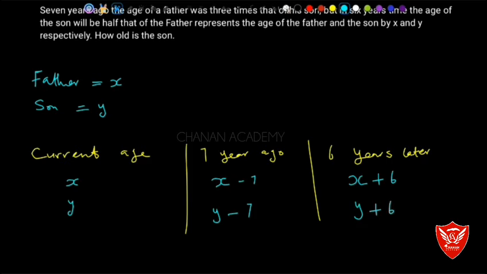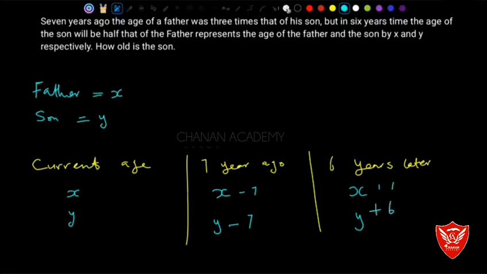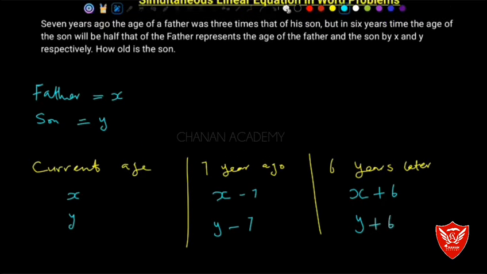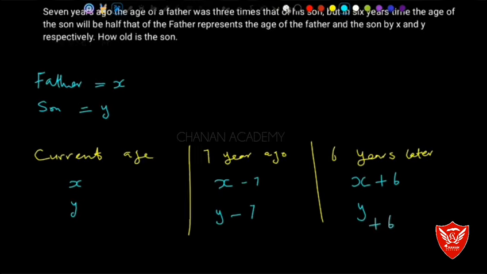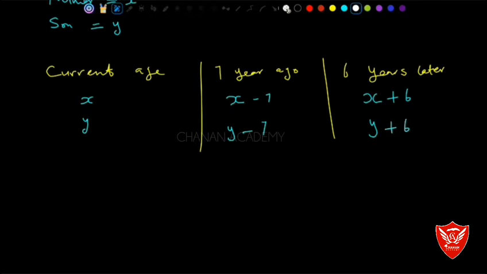So now let's go back to the question. The question says 7 years ago the age of the father was 3 times that of his son. So let's go back. We are going to say the father was x minus 7, that's 7 years ago. He is 3 times the son's age. So the son 7 years ago was y minus 7.